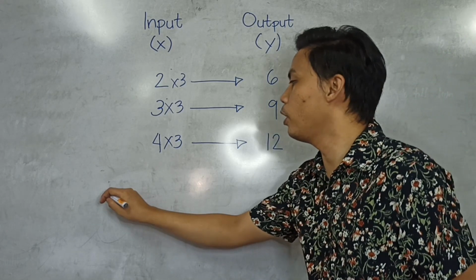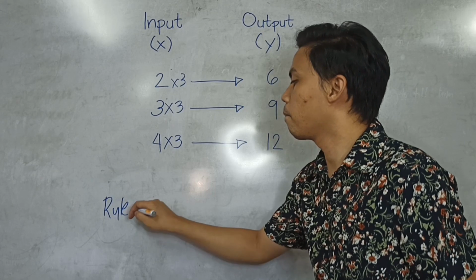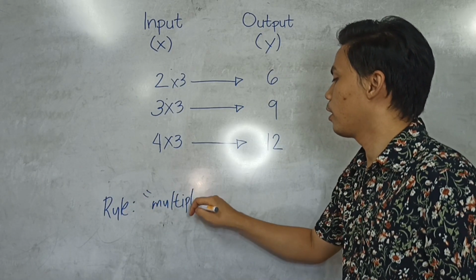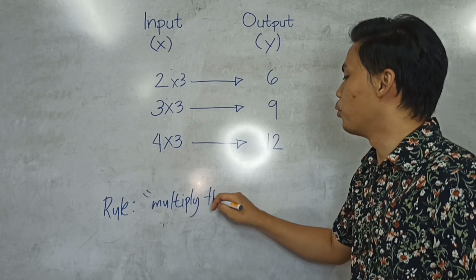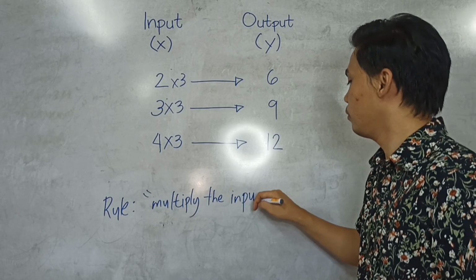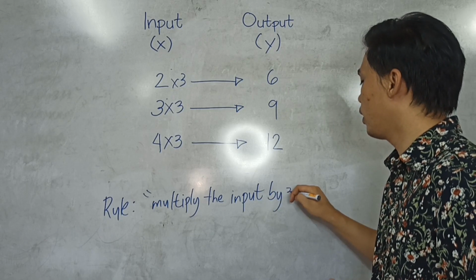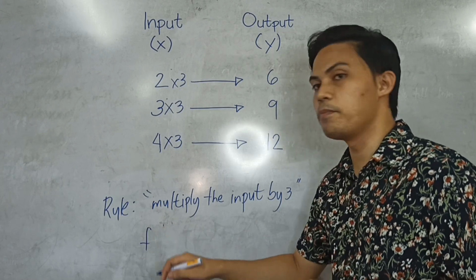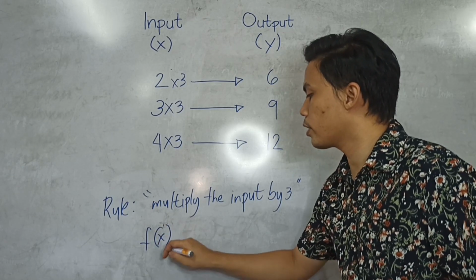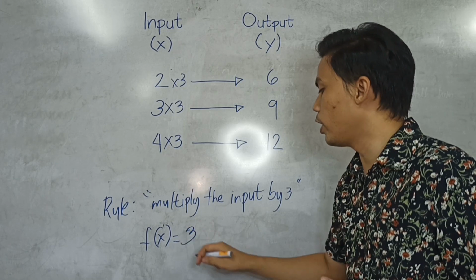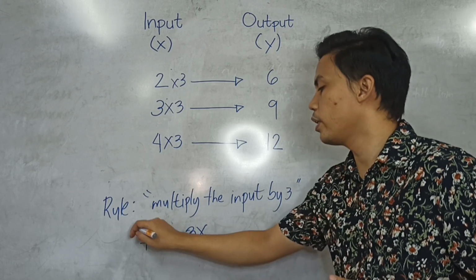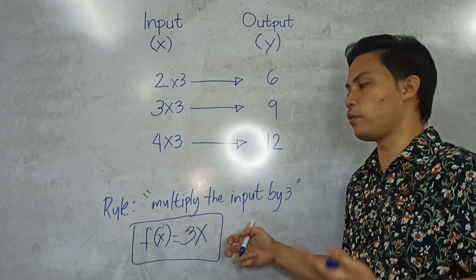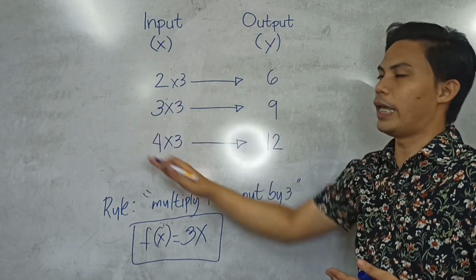Sa madaling salita, ang rule natin would be multiply the input by 3. So, in other words, we can write this one in symbols. So we have f of x is equal to 3 times x or 3x. This would be the representation or the function of our example.